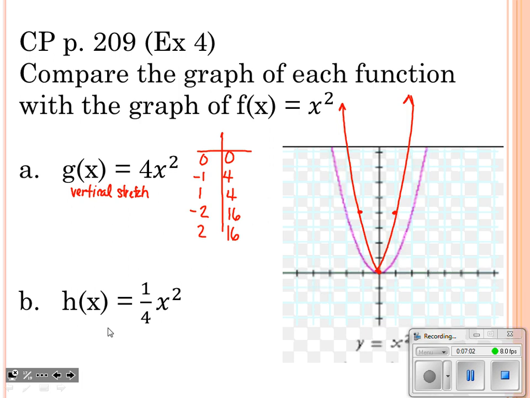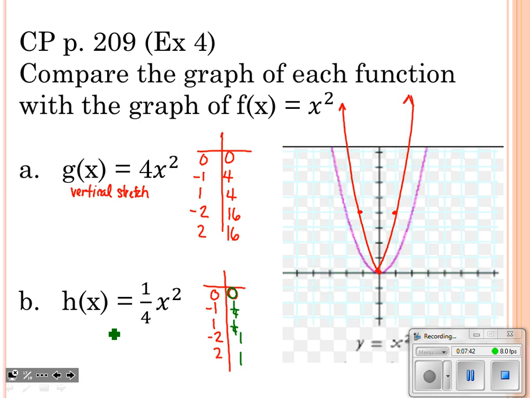We've got 1/4 x squared. So doing another table of values here, and again, I'm going to stick with those same inputs. If I put 0 in, I'm still going to have 0. Okay, we'll do the second one in green. Putting in a negative 1, x squared will give me positive 1 times 1/4. So I'm going to get out 1/4. Same if I put in the positive 1. If I put a negative 2 in and square it, I get 4 times 1/4 is 1. And the same thing happens if I have my positive 2.